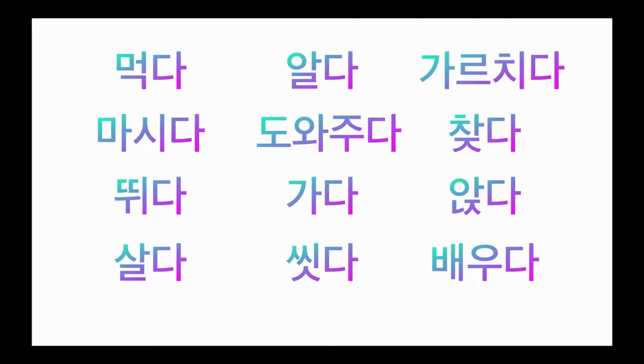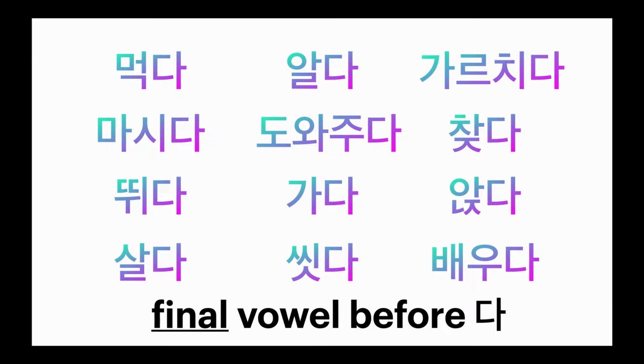Here is a list of some other verbs that are not 하다 verbs. This is each verb's dictionary form, and it's how you will likely learn it in the first place, but you cannot say it like this in a sentence. So we're going to learn how to conjugate some of these into the present tense today. And the only thing that you have to pay attention to is the final vowel before 다.